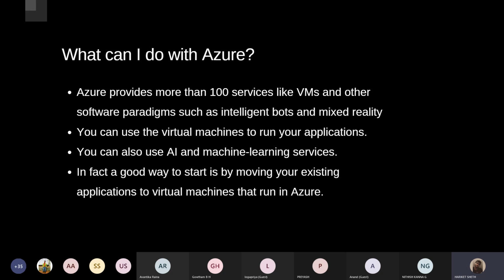So you have more than 200 services, not 100 services. You have more than 200 services now, and you have a lot of software paradigms. As in, these days you are coming up with AI chatbots. You have intelligent chatbots. You have AR, VR, mixed reality, and all those concepts are coming up, and you can integrate them easily with your particular applications.